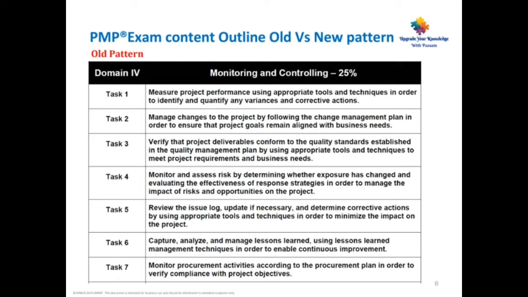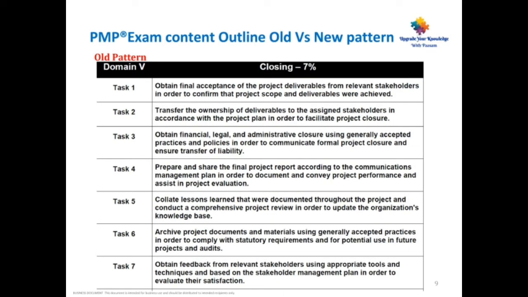Task 4, monitor and assess risk by determining whether risk exposure has changed or evaluating the effectiveness of the response strategies. Task 5, review the issue log. Task 6, capture, analyze and manage lessons learned using lessons learned management techniques. Task 7, monitor procurement activities according to the procurement plan in order to verify compliance with project objectives. Procurement used to happen in the monitoring and controlling stage of domain 4 in the old pattern, and I will take you to the new pattern where they have defined a separate domain for the process itself.